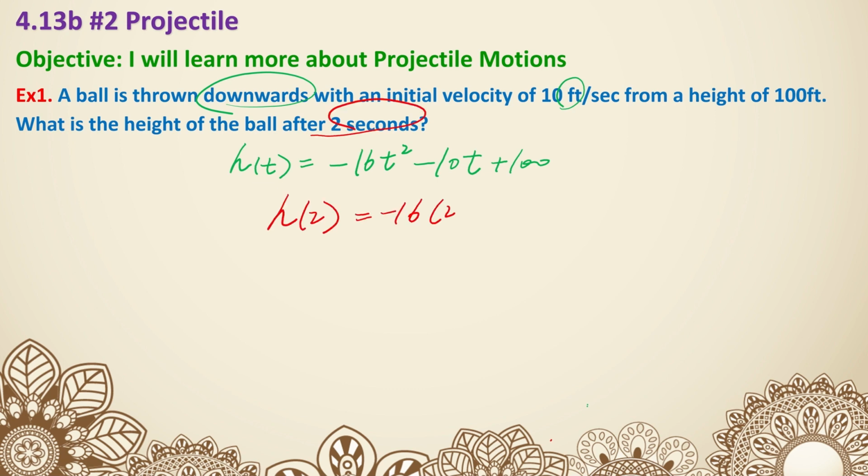So negative 16 times 2 squared minus 10 times 2 plus 100. And it's going to be negative 64 at the beginning, minus 20 plus 100. So it's negative 64 minus 20 plus 100, which is 16 feet. So after 2 seconds, the height of the ball is at 16 feet. That's example 1.